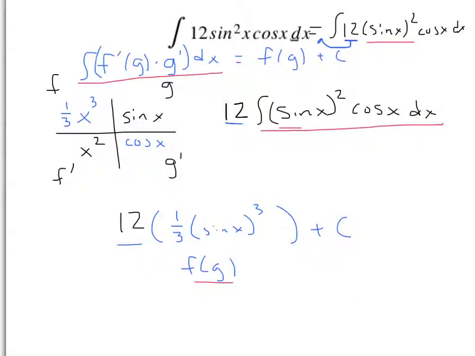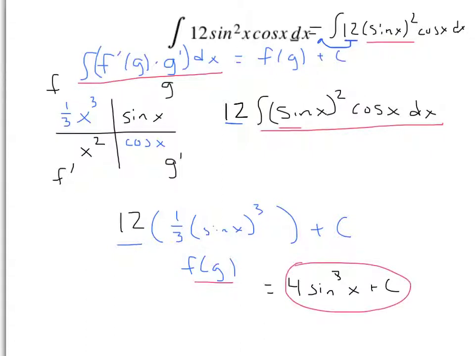It would be nice if we took an extra step and made it a little prettier. So 12 multiplied by 1/3 is 4. So we could say 4 sine cubed x plus a constant would be the nicest way to write our answer.